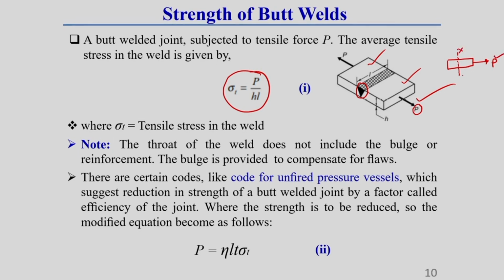So, if we take a section XX, in this section there will be developed a resisting force which opposes this external force. Okay. So, if we take a section XX here, we are seeing there is a resisting force P, whose direction is opposite to this applied force P. This you should keep in mind.